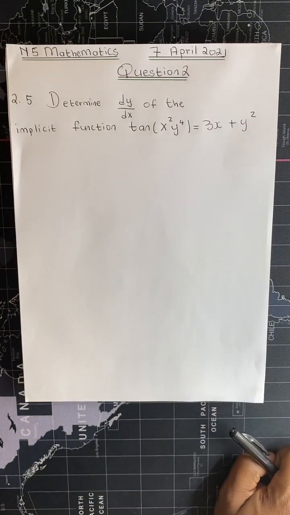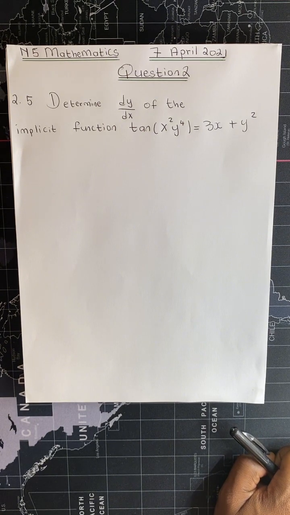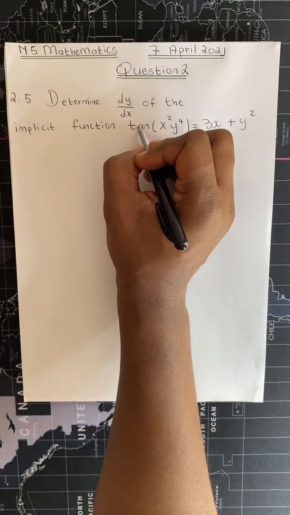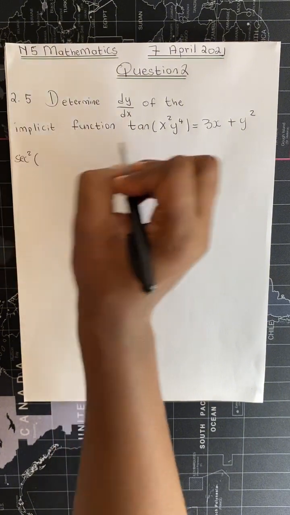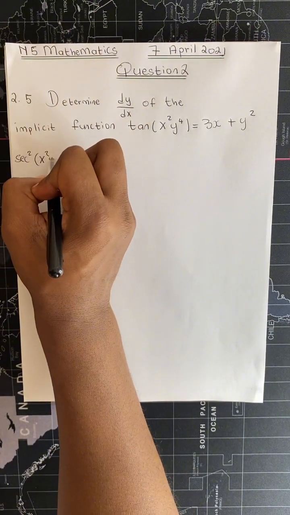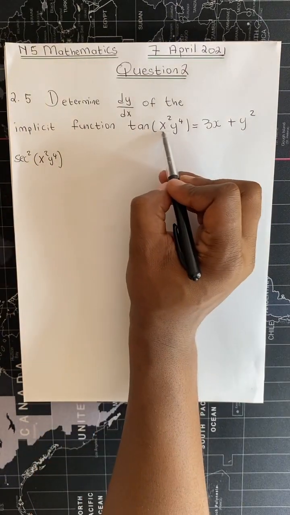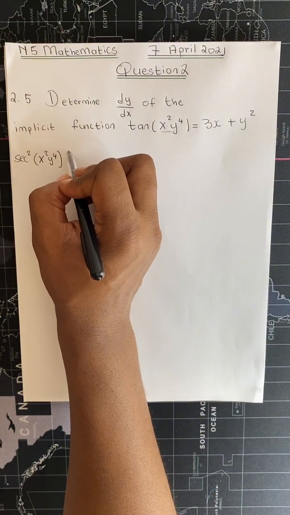Question 2.5, we have to determine dy over dx of the implicit function tan of x squared y to the power 4 is equal to 3x plus y squared. In this case, the derivative of the tan is sec squared. We have our x squared y to the power 4. We also have to differentiate the inner function of the tan, x squared multiplied by y to the power 4.